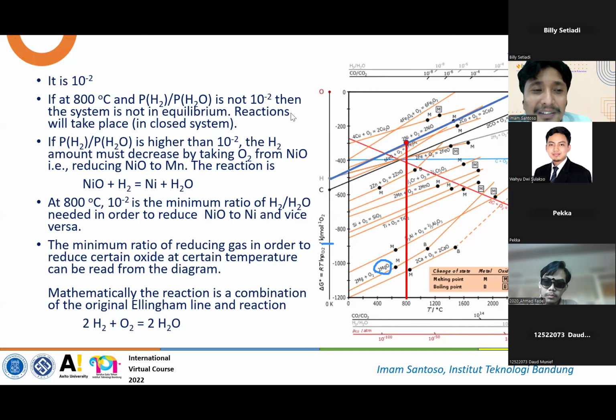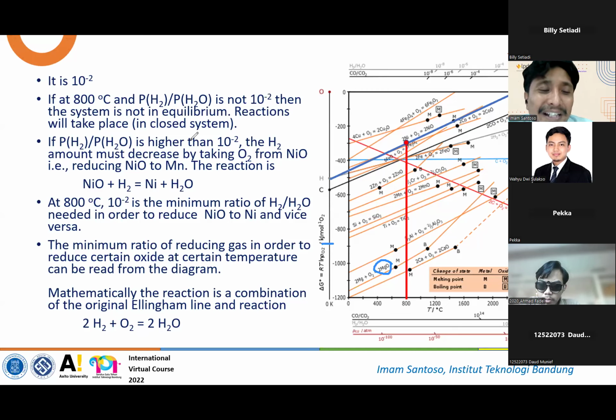I think it's not applicable, Pak, if we use hydrogen to reduce MgO, MnO, silicon oxide. Why? Can you explain? Maybe it will need very high hydrogen. Yeah, Pak Imam, I think it will need a very high hydrogen unit. So economically, it's not applicable.